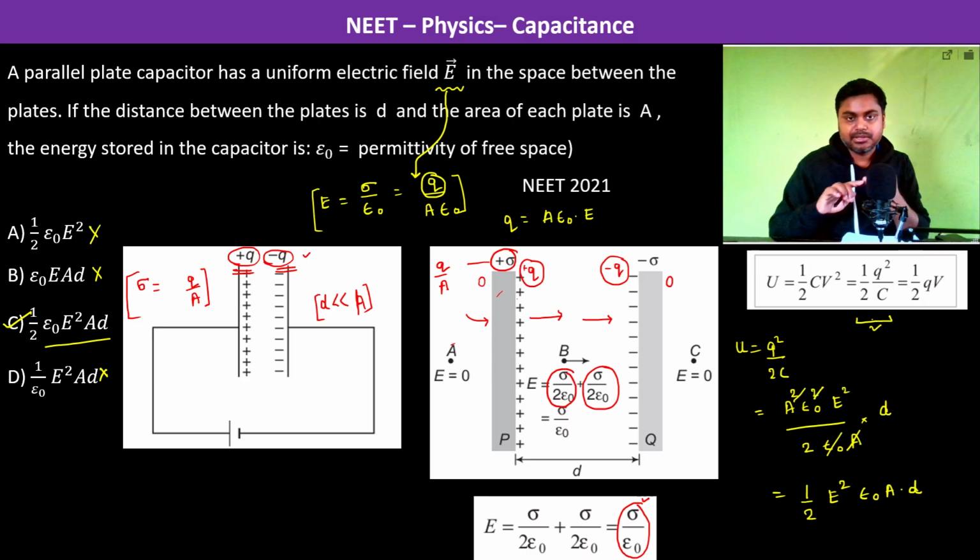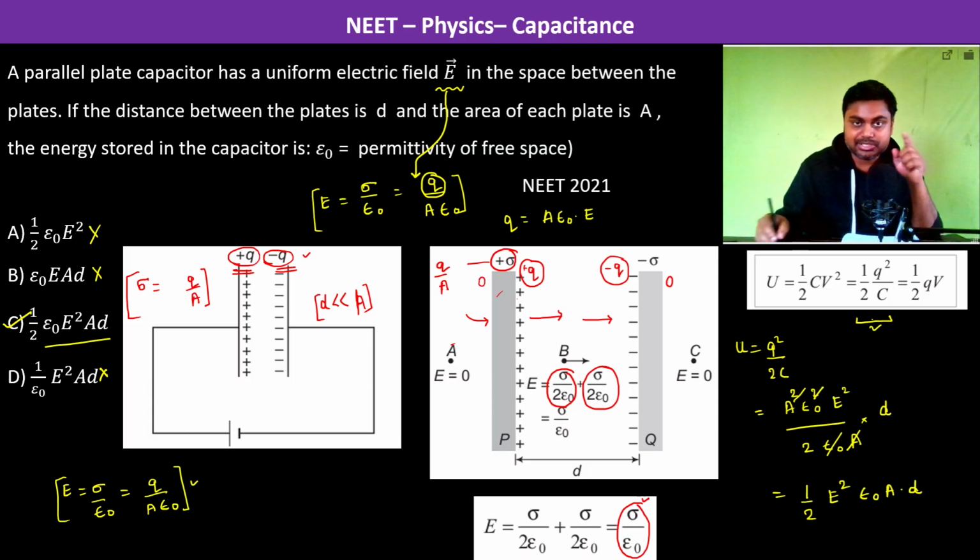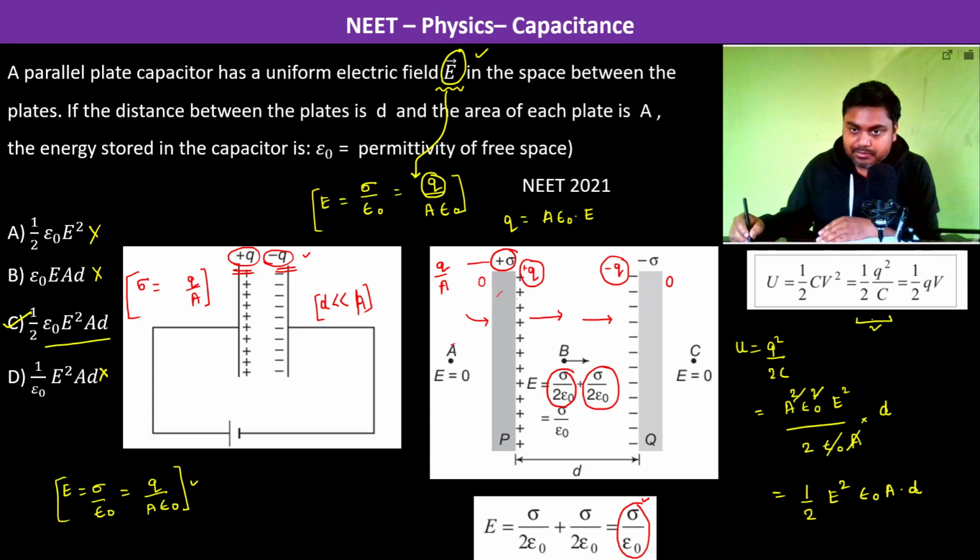Again I summarize. The electric field is sigma upon epsilon naught. Sigma is Q divided by A, so Q by A epsilon naught. And this electric field, the value is given. So we have to express everything in terms of the electric field. So since this value is given, we express Q in terms of E, and that's what we have done. So Q has been expressed in terms of E, and Q square divided by 2C. So we do this, we get the result. Thank you.